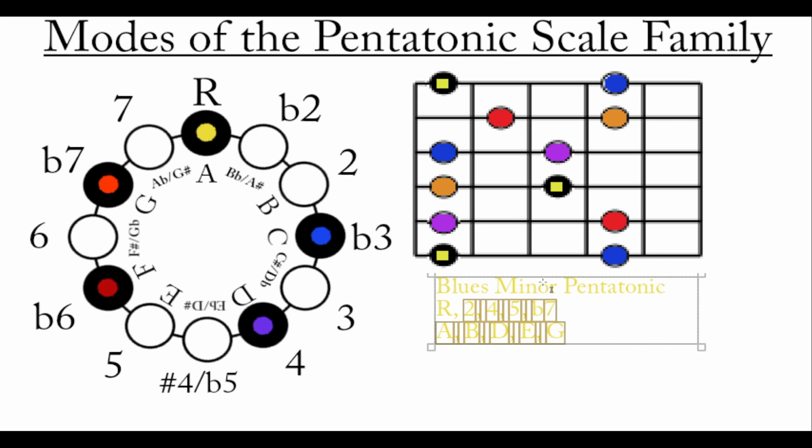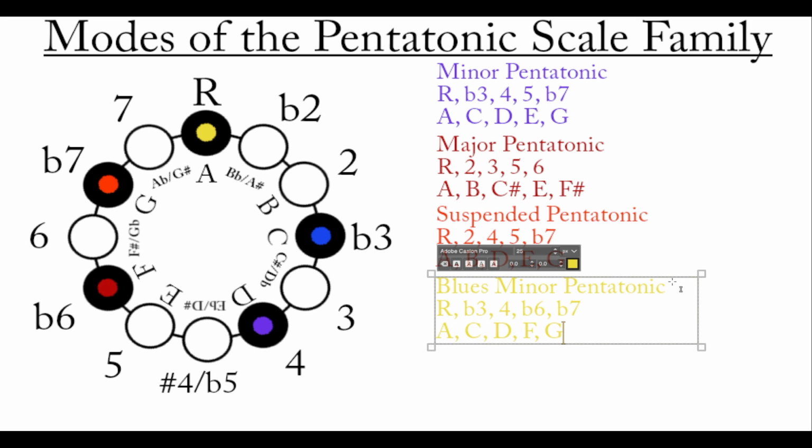And here we have root, flat 3, 4, flat 6, and flat 7. In terms of A, we have A, C, D, F, interesting, and G. We've not had an F yet, or a flat 6 in any of the pentatonic scales. But remember, it's still all one family. They all share the same relationships here.